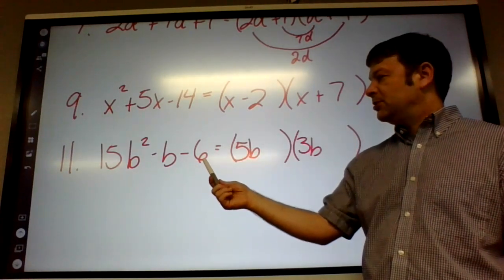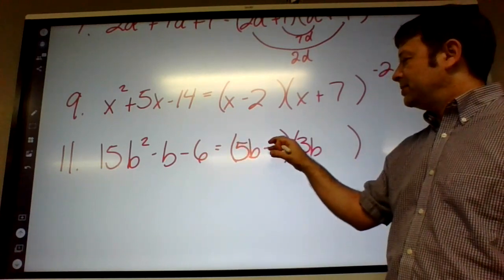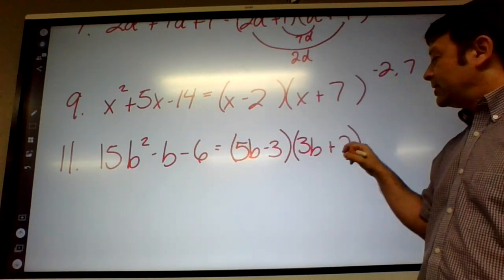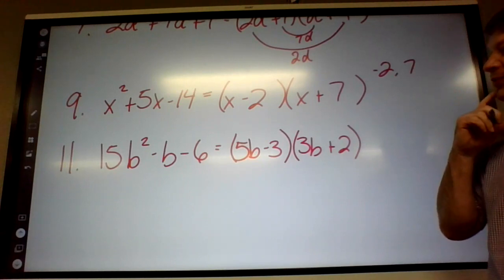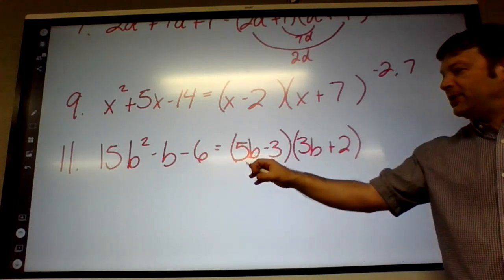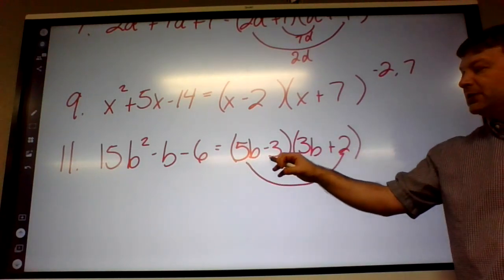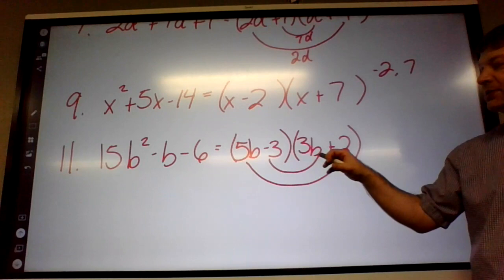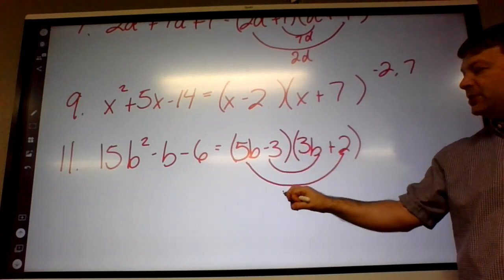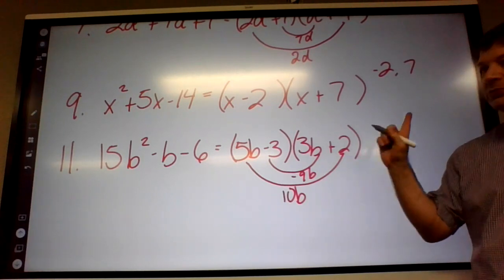3 and 2. Could be 3 and 2, but one of them has to be negative, right? Yeah. So I'll just make the 3 negative. And if we got lucky, this is right. Let's see, how do I tell? Outside is 10b. Inside is minus 9b. Which adds up to 1b.